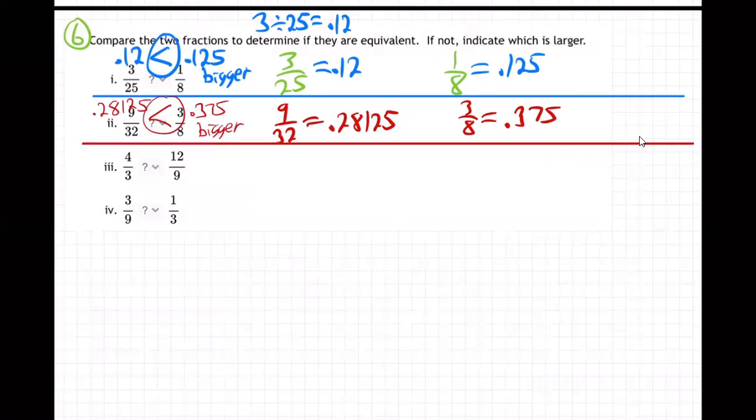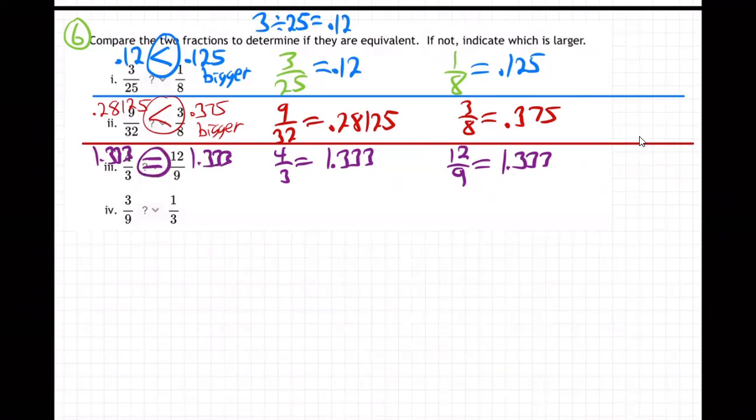All right, now the third one. 4 divided by 3 on my calculator. It's a decimal that goes on and on, 1.33333 forever. And then 12 divided by 9 on my calculator is the same thing. 1.3333 forever. So they're both 1.333 forever. So they are equal, aren't they? That one.